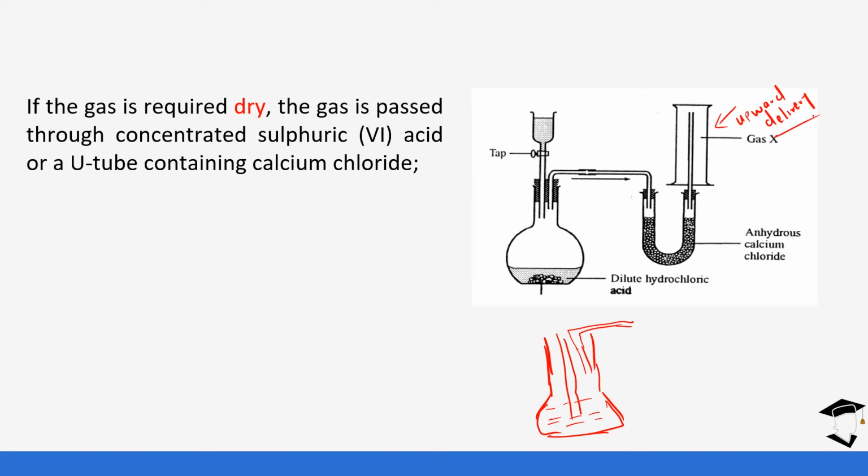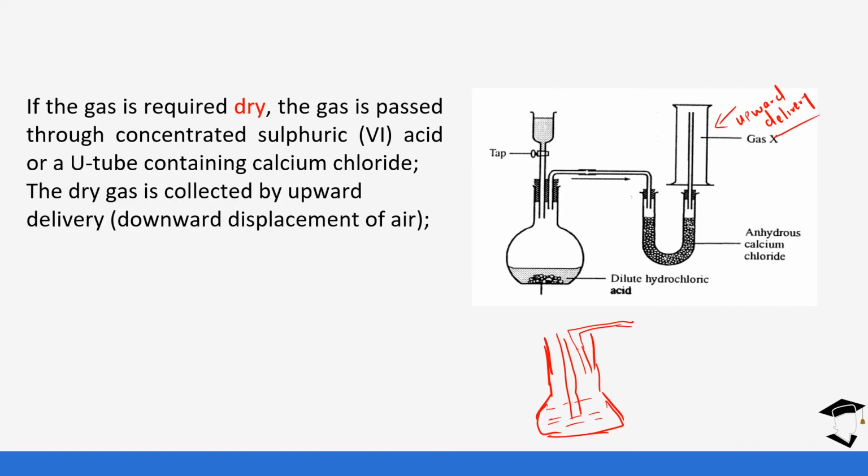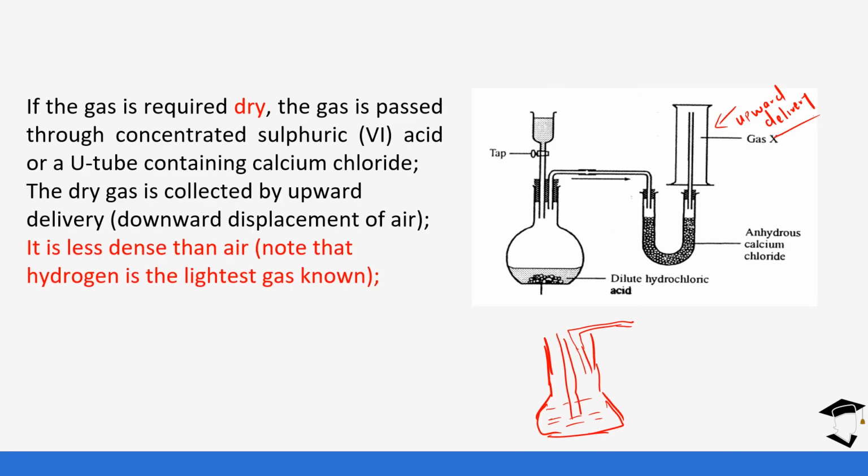And the reason why it is being collected in this manner is because it is light, very light. It's actually one of the lightest gases known. So you can call it downward displacement of air because the moment the gas gets in, the air is displaced on the downside. That's why it's called downward displacement of air.